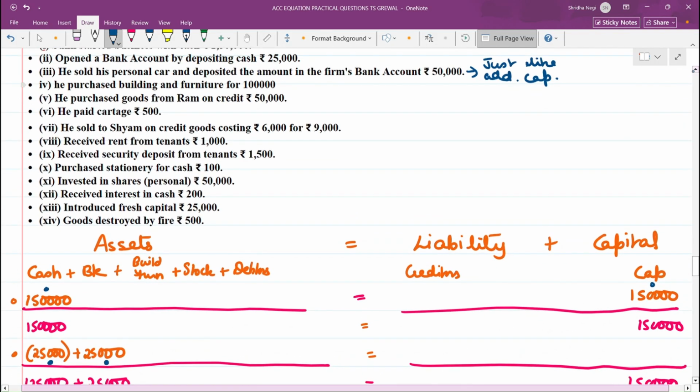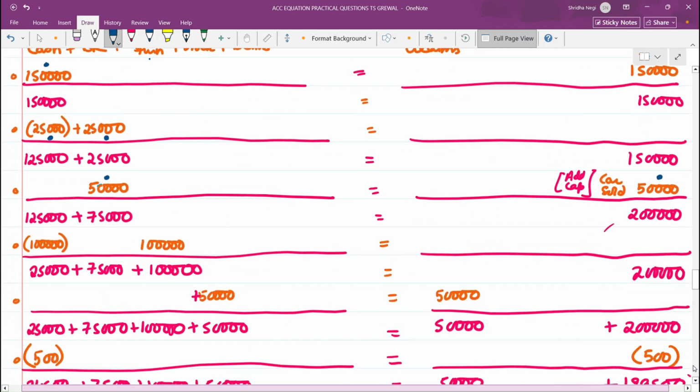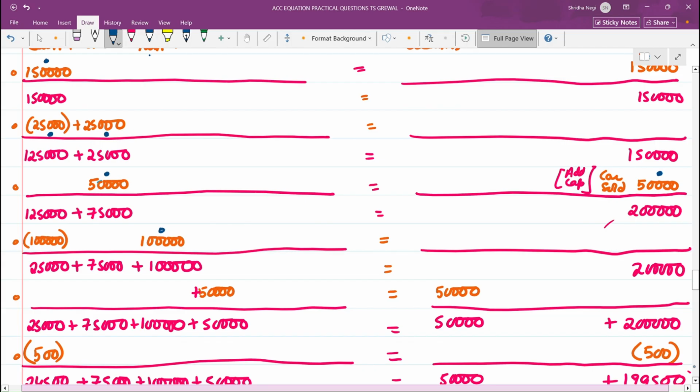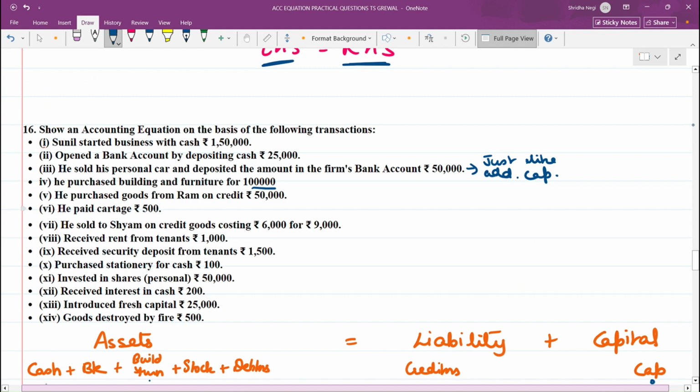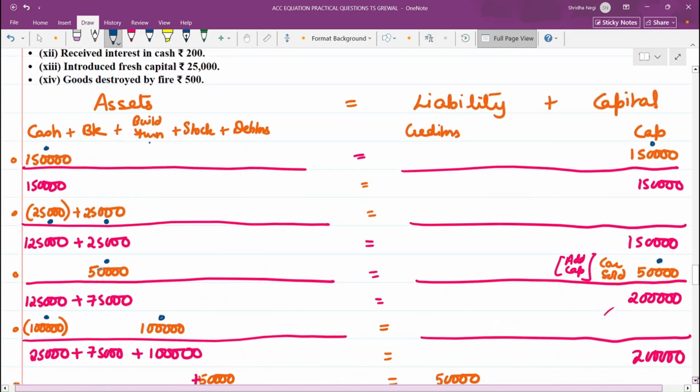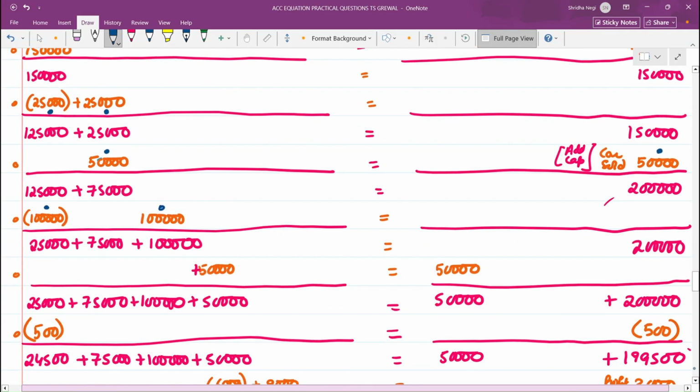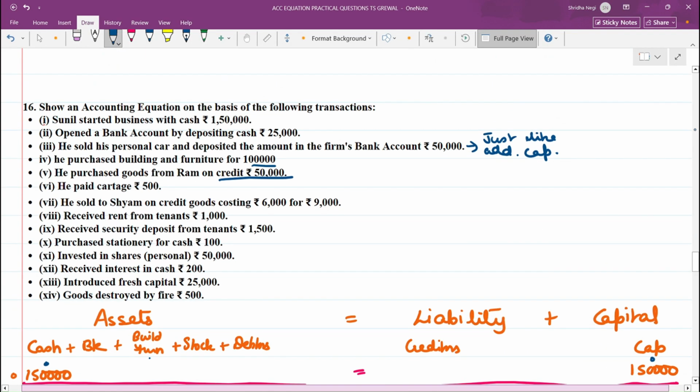He purchased building and furniture for 1 lakh. So building and furniture will be added under the asset part. Building and furniture 1 lakh. He has got the building and furniture, but he is paying the same amount in cash. So cash is decreasing, in brackets. Understood? Cash you will subtract. Then he purchased goods from Ram on credit 50,000. So goods are increasing by 50,000 and creditors are also increasing by 50,000. See, goods stock is increasing by 50,000 here and your creditors are also increasing by 50,000. So you'll write creditors here.